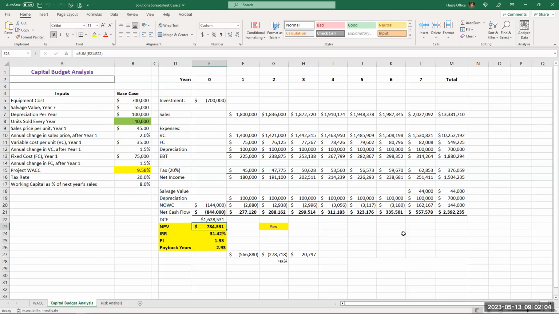So as you can see, in this particular capital budget problem, it's profitable. And so yes would probably be a good interpretation of whether you would proceed with this investment and actually allocate and invest $700,000 in this investment. Probably a good case for yes.